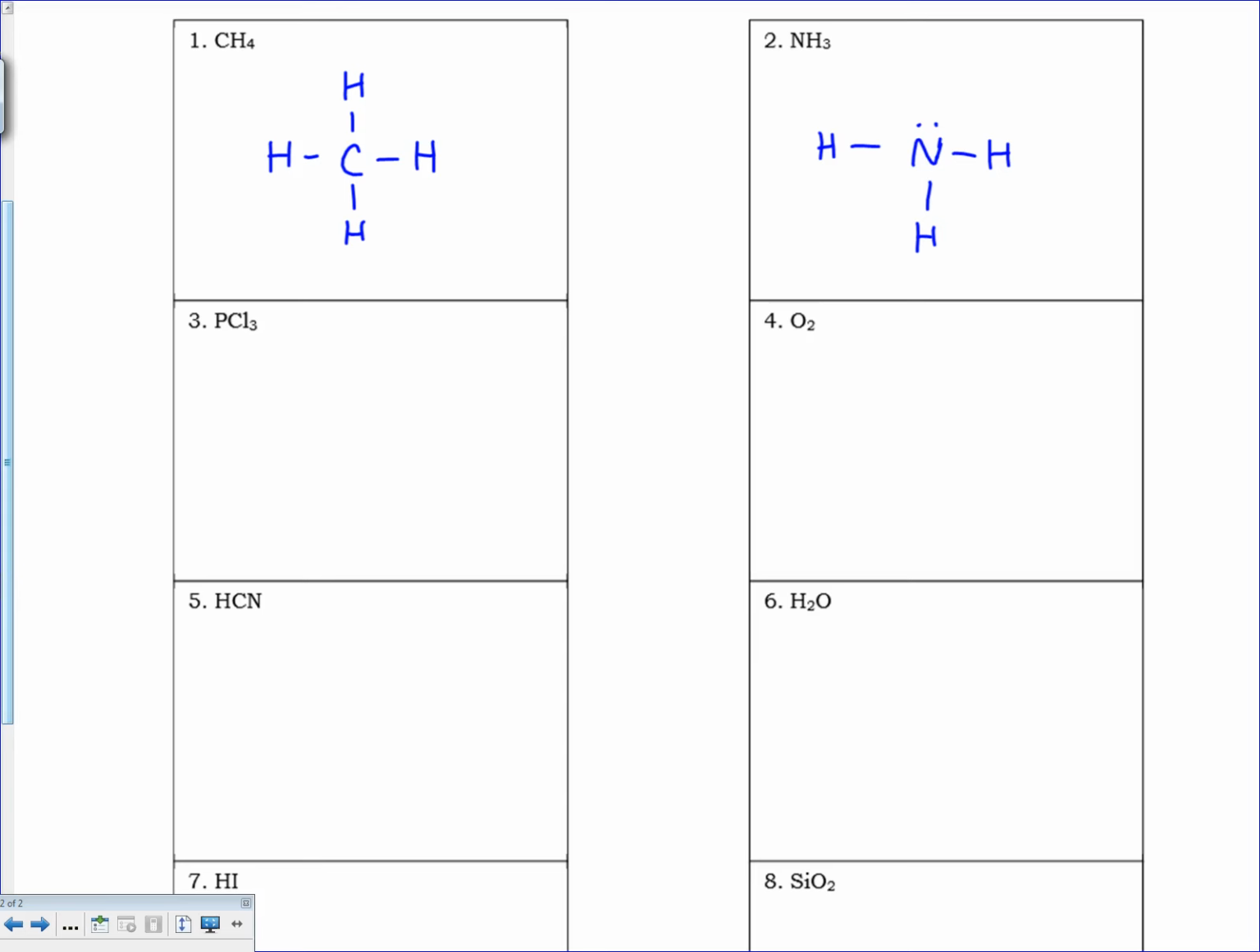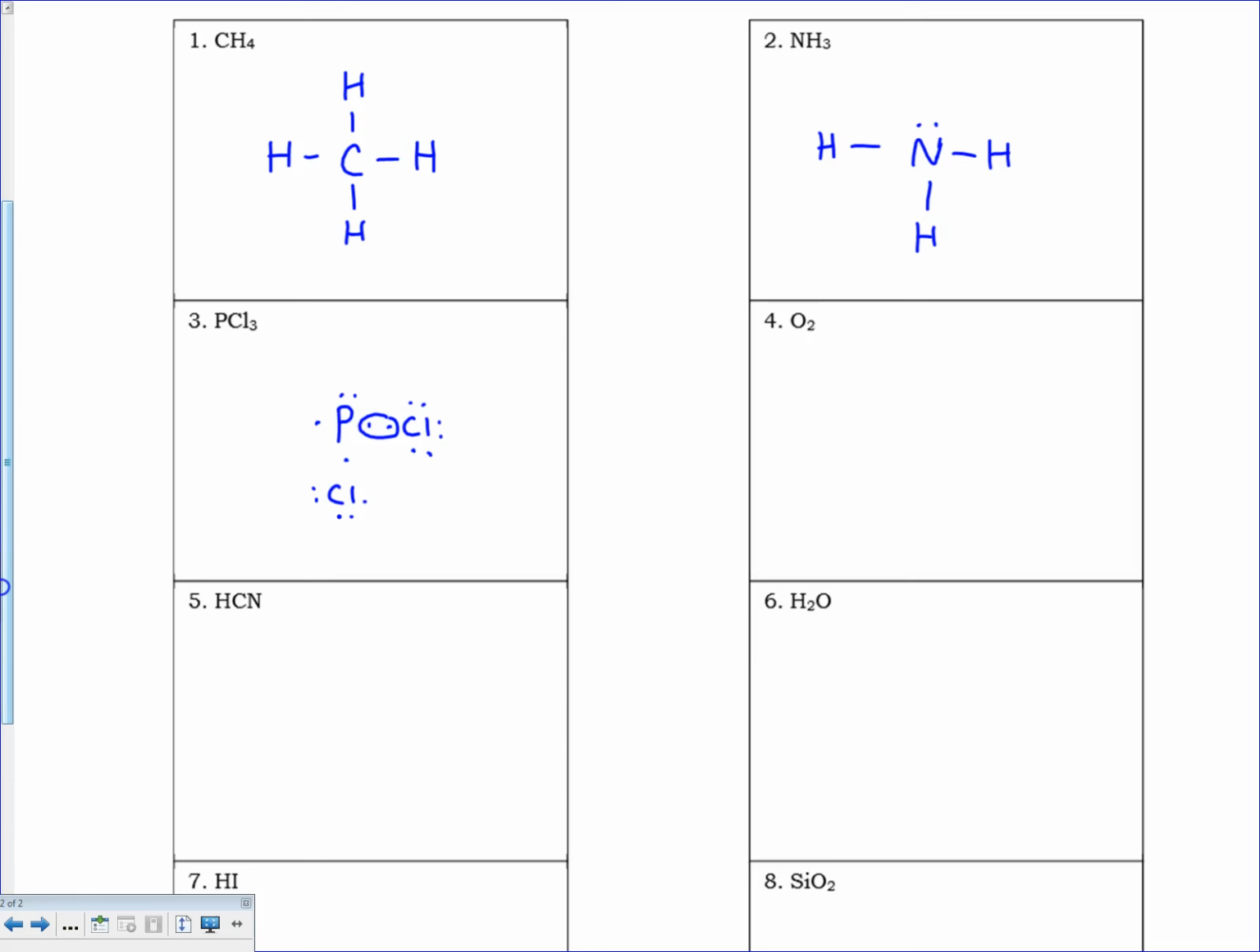PCl3 is very similar. P is in the same column as nitrogen, so it has 5 valence electrons. So we have 1, 2, 3, 4, 5. Chlorine has 7 valence electrons, which means it's just going to have 1 spot that's open for bonding. So for chlorine, I'm going to put the pairs on these sides so that the side that has just 1 electron on it is facing towards the P here so that it can bond. And then we've got a chlorine like that on each side here.